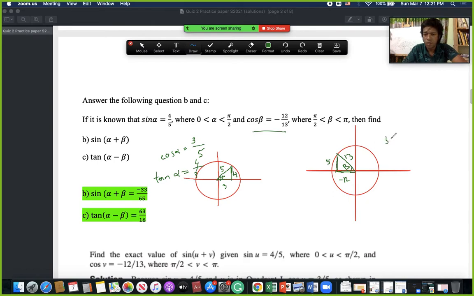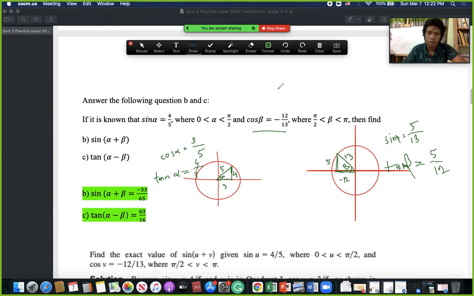So sine theta, sine beta will be what? Sine beta will be 5 by 13, and tan beta will be minus 5 by 12. So once you have these values correctly, these are the important part of this maths, and then you can use the sine alpha plus beta formula, the tan alpha minus beta formula, put the values, and do the algebra, simple calculations, to find out the other thing.